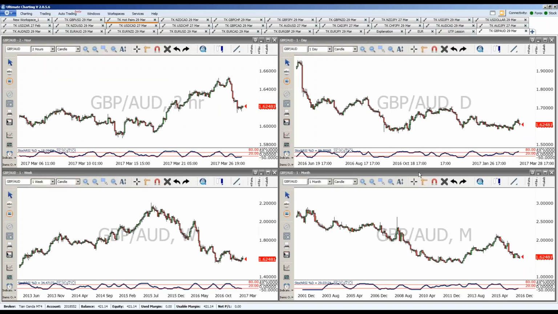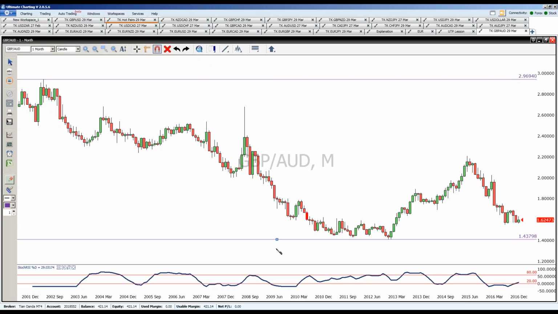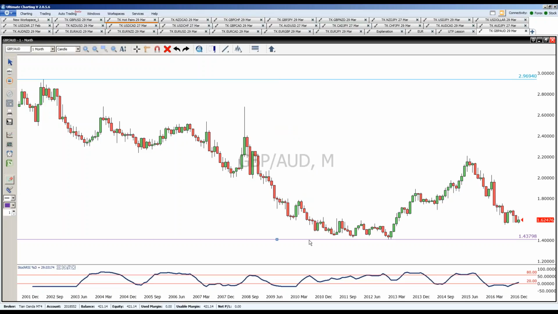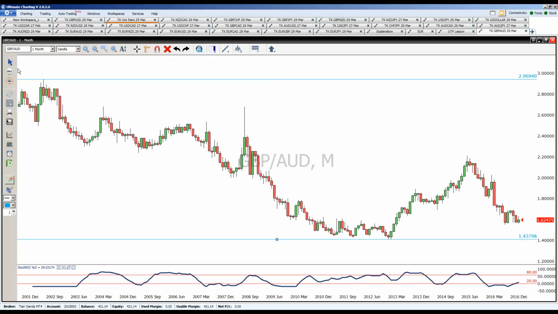Now, let's open up the monthly chart. First thing we need to do is just indicate the high and the low of the chart. There's the high and the low. Those will be major areas of support and resistance. There we go.